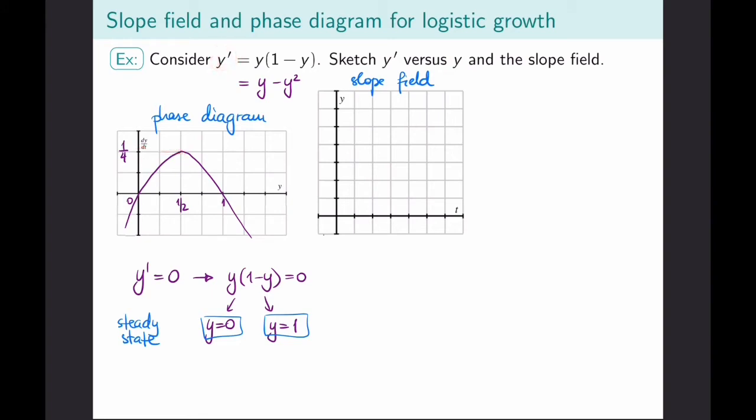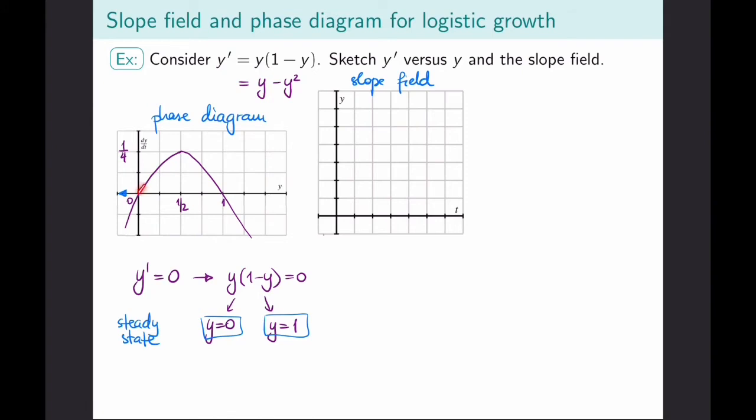Now, let's recall how we place arrows on our phase diagram. If the graph is below the x-axis, the arrows go to the left. They indicate that if the graph is below the x-axis, that means that the derivative, which is our vertical axis, is negative, and therefore the solution should be decreasing. So the arrows point to the left.